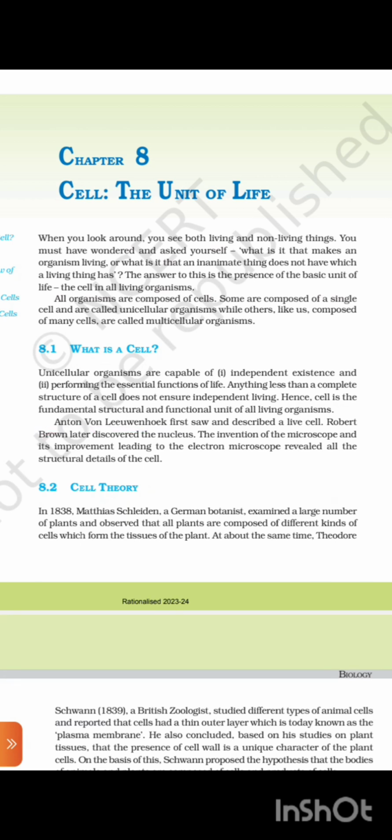Anton von Leeuwenhoek first saw and described a live cell. Robert Brown later discovered the nucleus. The invention of the microscope and its improvement, leading to the electron microscope, revealed all the structural details of the cell.